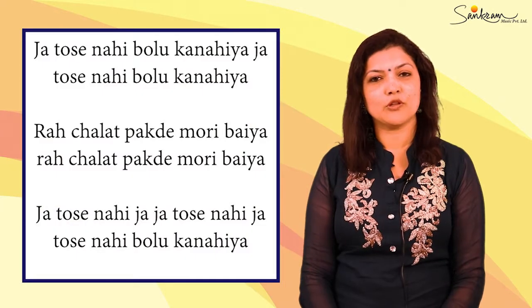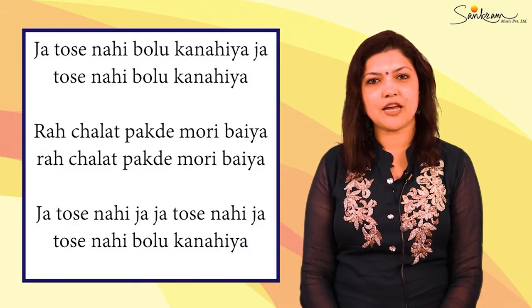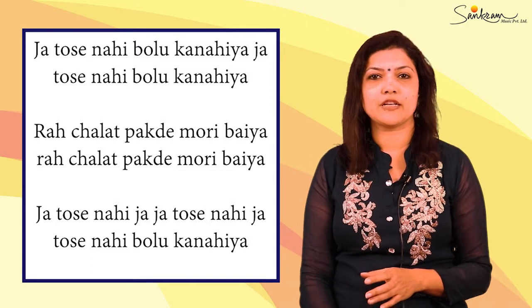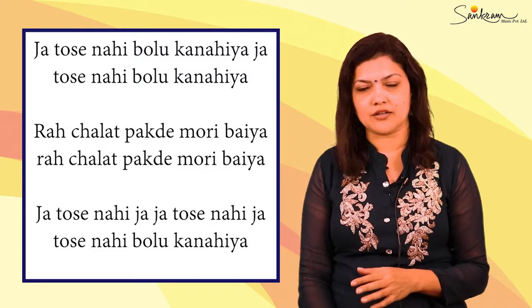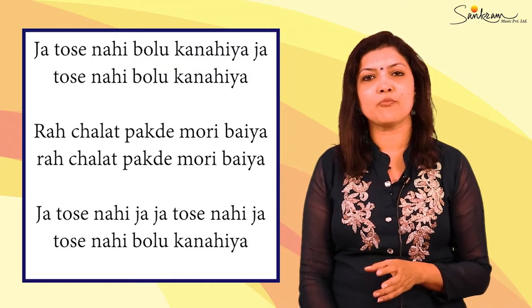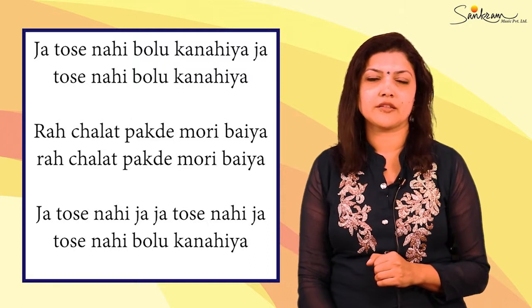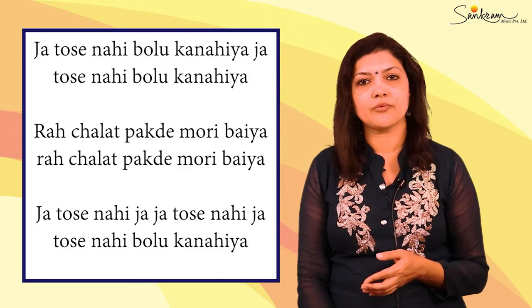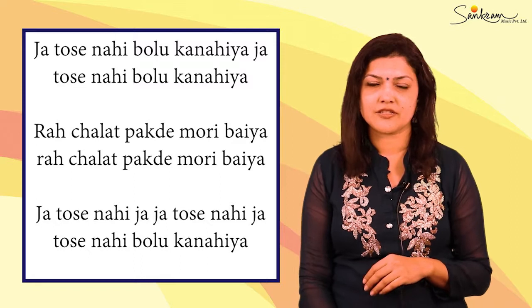Next is a bol taan. In this type of taan, the words of the song or the bandish are used while singing the taan instead of akar. This is usually more difficult as compared to singing a taan in akar because the words can act as a hurdle while trying to match very high speeds.